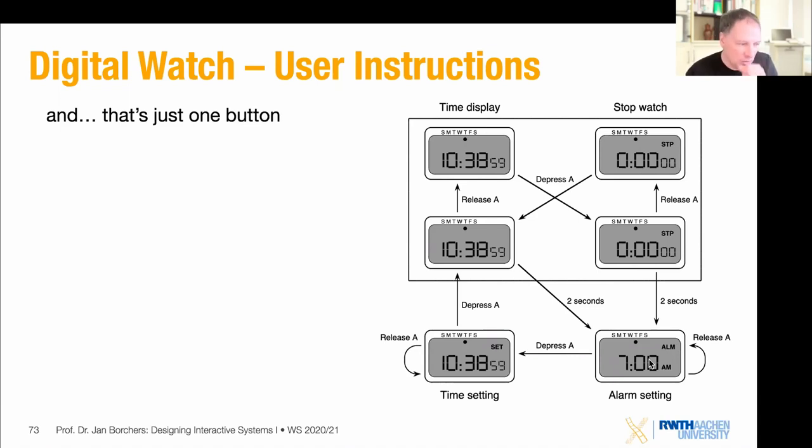If I then let go, I stay in alarm setting. And I need to let go to get out of it, because the only way to exit is to press A again, and I can only press it again if I have let go of the button before. So then I immediately enter, when pressing it, the time setting mode, and I stay there, and I need to release and depress again to get out of it, and that will always take me, as I'm showing here now, to the time display. So I'm never going to go back to stopwatch. I'm always going to go back to time display.